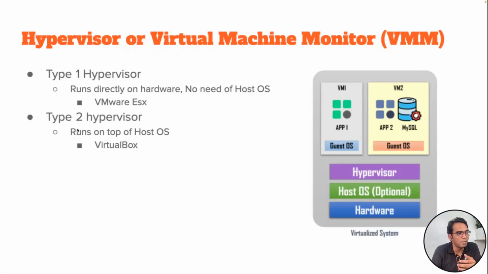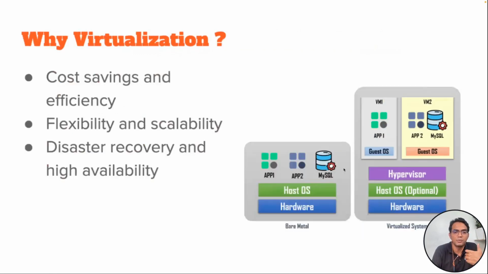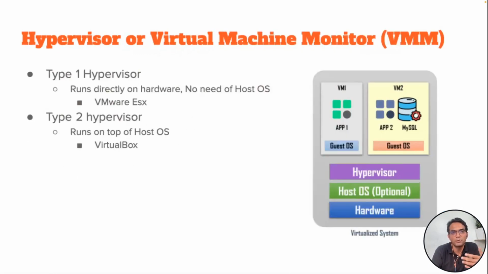But in terms of type 2 hypervisor, we first require the host OS, and then we deploy the hypervisor. VirtualBox is an example of a type 2 hypervisor, in which we would first have the host OS, then the hypervisor, and then we can have our VMs deployed on top of it, and in those we have the apps running inside.